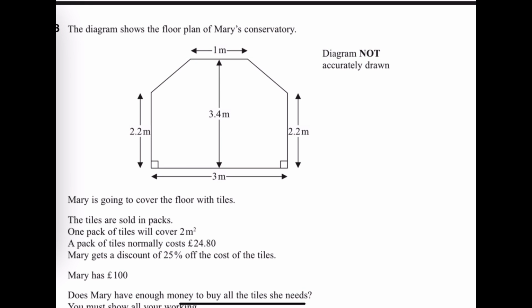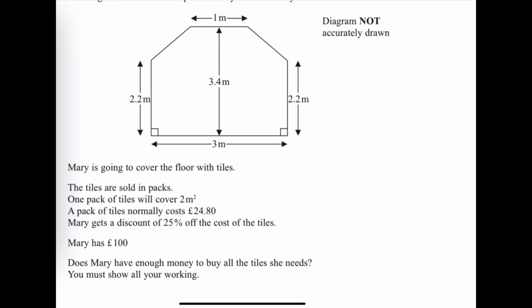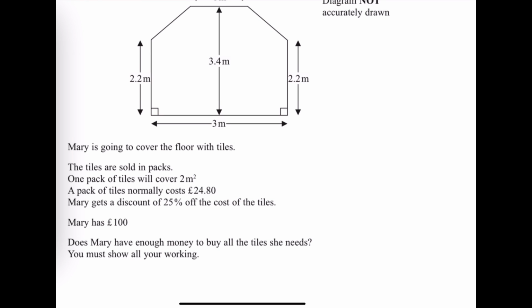Question 8. The diagram shows a floor plan of Mary's conservatory. Mary is going to cover the floor with tiles, and tiles are sold in packs. One pack of tiles will cover 2 meters squared, and a pack of tiles normally costs £4.80. Mary gets a discount of 25% off the cost of these tiles, and Mary has £100. Does Mary have enough money to buy all the tiles that she needs? Show all your working out.